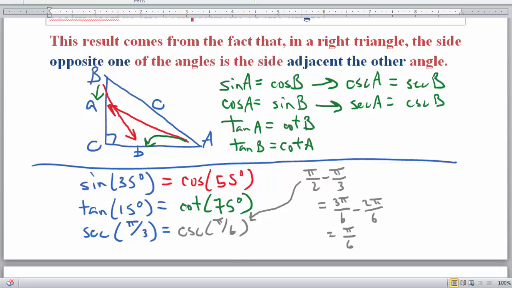So those are specific applications of cofunctions, right? It's pretty simple. As long as you remember that sine and cosine go together as cofunctions, tangent and cotangent go together, and secant and cosecant go together. It's just a matter of subtracting from either 90 if it's in degrees or pi over 2 if it's in radians to come up with the other angle, right? And again, it really just comes down to the fact that the opposite and the adjacent switch when you go from one angle of the right triangle to the other angle of the right triangle. So it's pretty straightforward, all right?